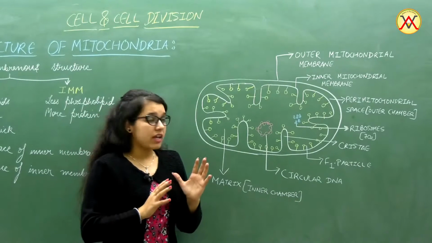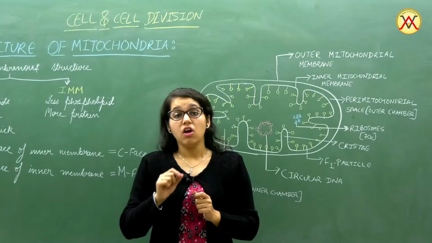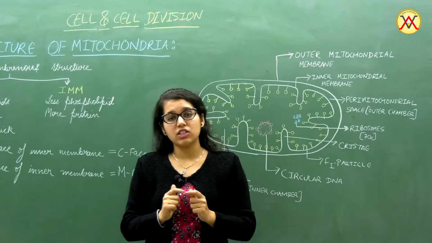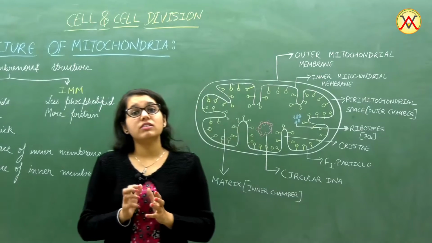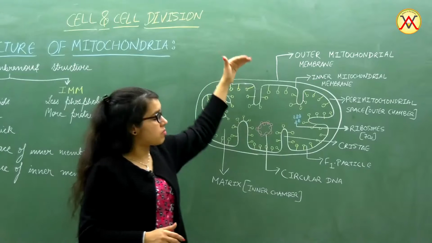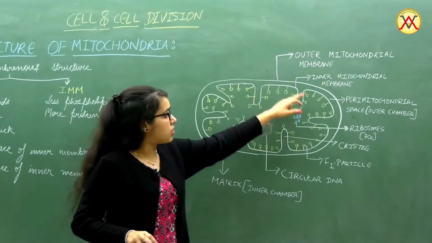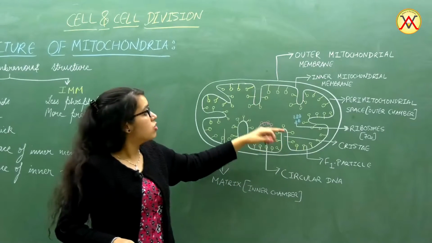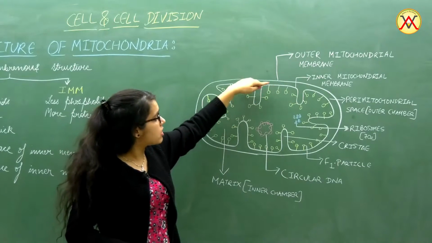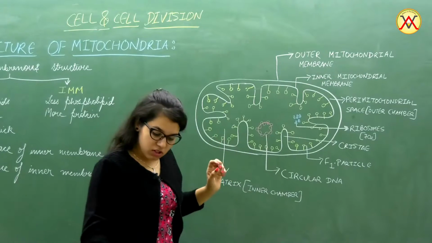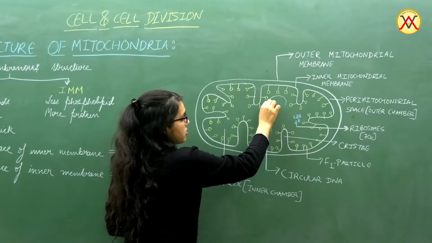Then we are saying that the inner membrane is not continuous, it is folded into some specific structure, or it is invaginated inside, and thus it is forming two phases. One is the C phase and the other is the M phase. Now what are these C phases and M phases? If we try to observe from the outside, that is, the outer surface of the inner membrane. This is the outer membrane and this one is the inner membrane. So when we see it from the outside, that is the outer surface of the inner membrane, it looks like a C-shaped structure. When we observe it from outside, we see that it is forming a C-shaped structure like this.